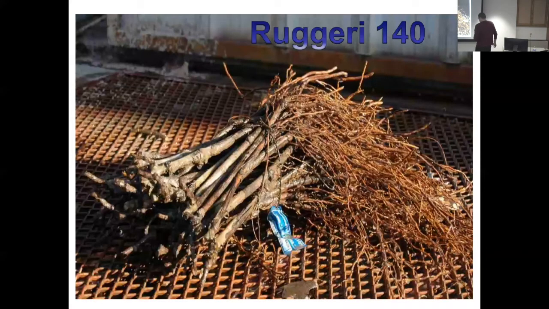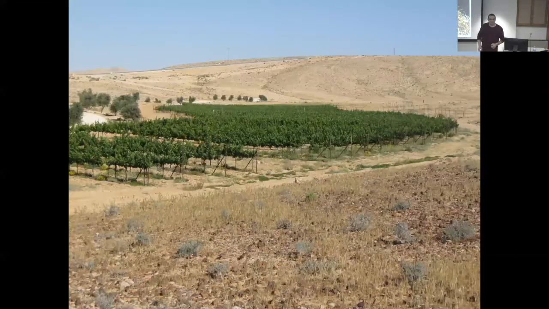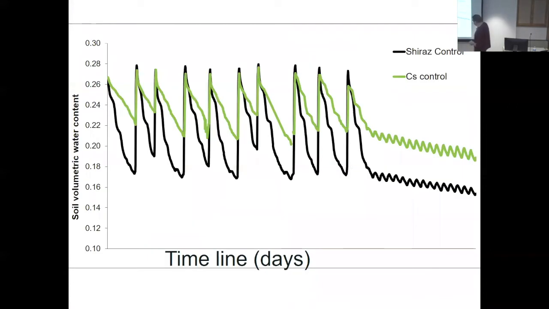So all the wine vines in our area are grafted, and they're all grafted on one rootstock, Rogeri, which is the tolerant rootstock for our area. So the rootstock of all our Cabernet Sauvignon, Shiraz, whatever we have, is the same, okay? We grew this Cabernet Sauvignon and Shiraz, the above ground differs, the below ground is the same, Rogeri, and we looked at the water in the soil. You can see in black is Shiraz. Shiraz is taking much more water than Cabernet Sauvignon. The soil is becoming much drier.